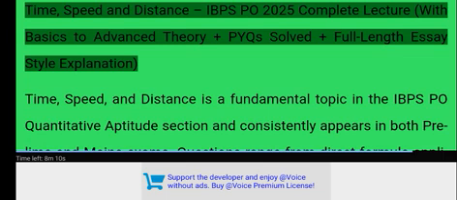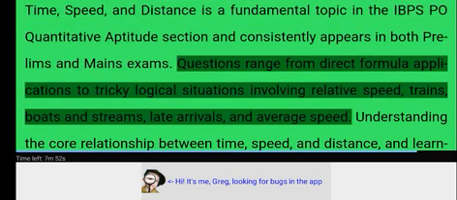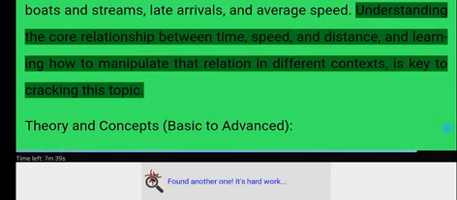Time, speed and distance, IBPS 2025 complete lecture, with basics to advanced theory plus PYQs solved plus full-length essay-style explanation. Time, speed, and distance is a fundamental topic in the IBPS quantitative aptitude section and consistently appears in both prelims and mains exams. Questions range from direct formula applications to tricky logical situations involving relative speed, trains, boats and streams, late arrivals, and average speed. Understanding the core relationship between time, speed, and distance, and learning how to manipulate that relation in different contexts, is key to cracking this topic.